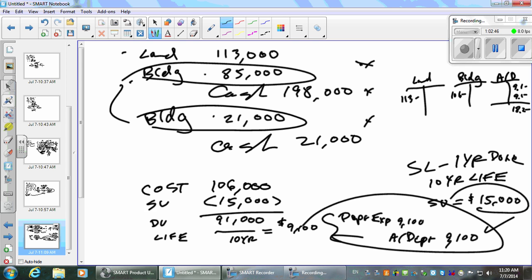So I'm reducing the book value of the building every year, and reducing equity, the same amount of retained earnings. Okay, so what's 106 less 18.2? That's my net book value, isn't it? How much is that? What's 106 less 18.2? 87.8. So 87,800, is that their answer? Plus the land of 113,000.